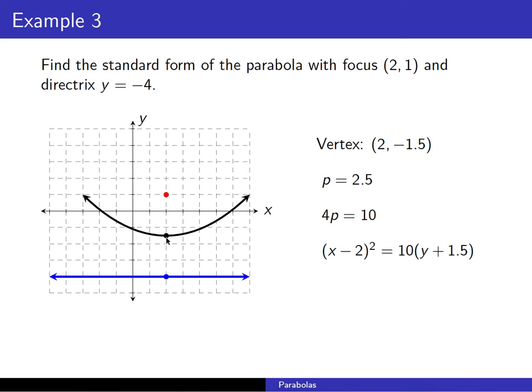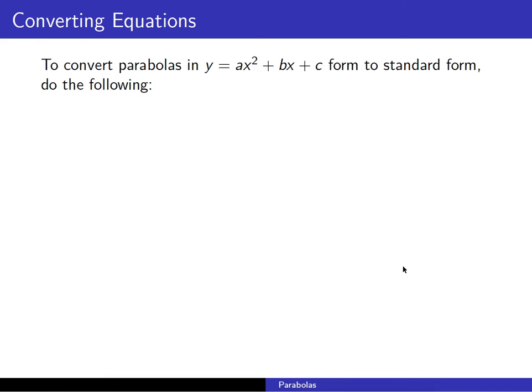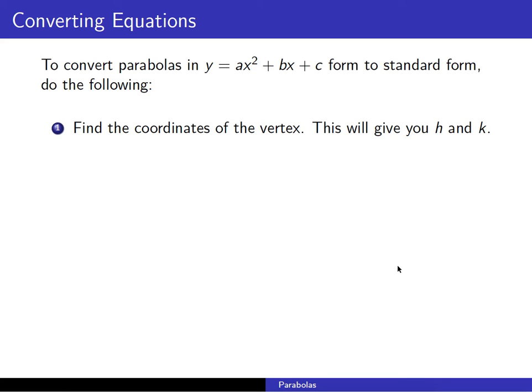So find the vertex, calculate the value of p, and take 4 times that value of p to get the coefficient for, in this case, the y plus 1.5. To convert parabolas that are in the ax squared plus bx plus c form to standard form, we're going to find the coordinates of the vertex. That gives us the values of h and k, which we can do either with or without technology. Then we can use the relationship that 4 times p is 1 over a. So 4 times p is the reciprocal of the value of a in front of the x squared, the leading coefficient.